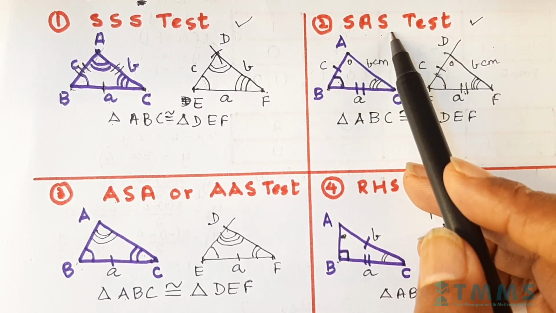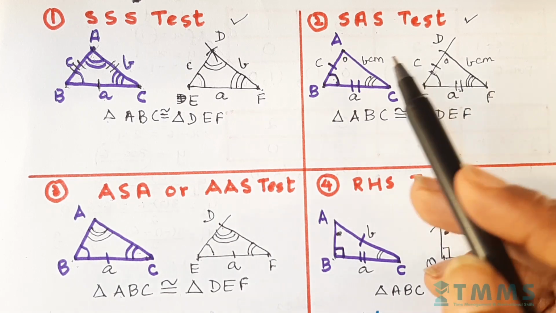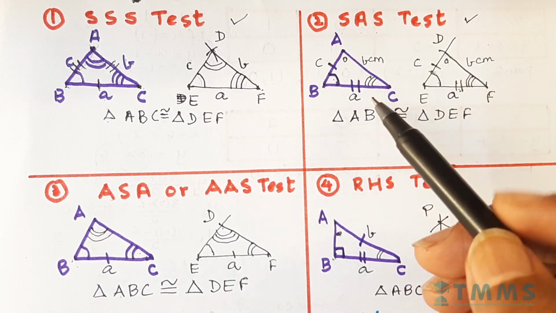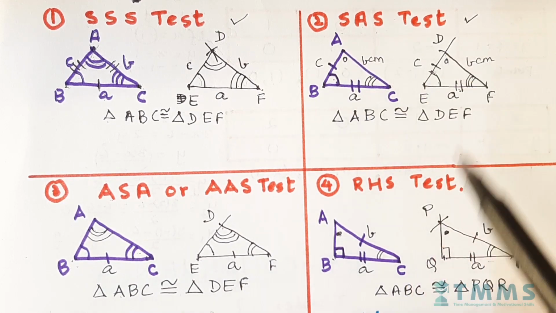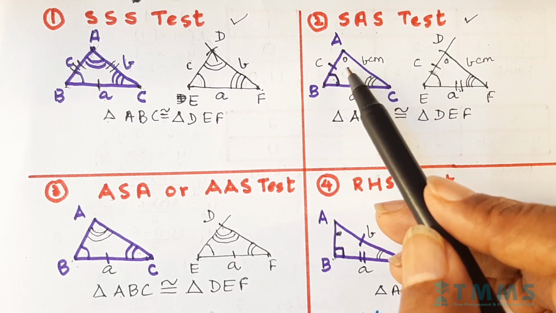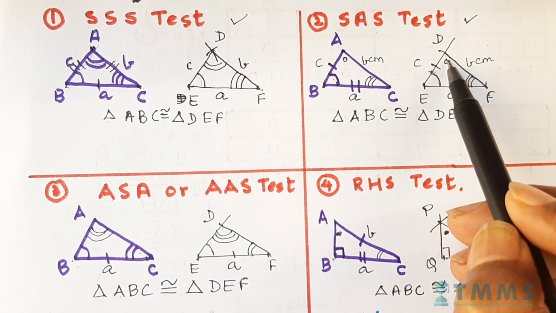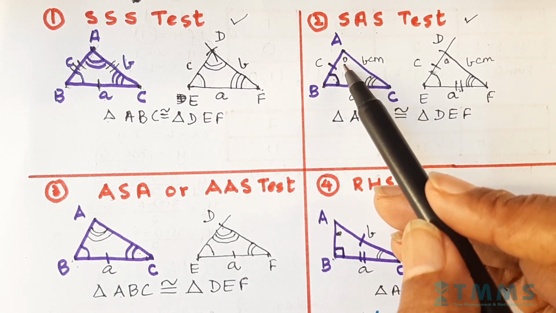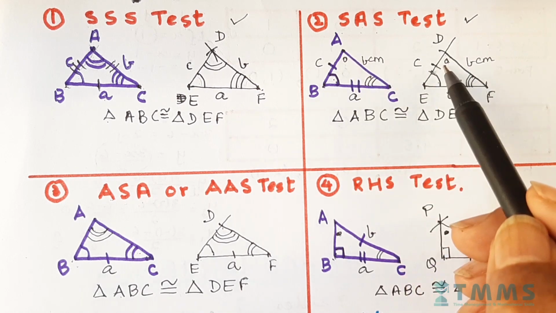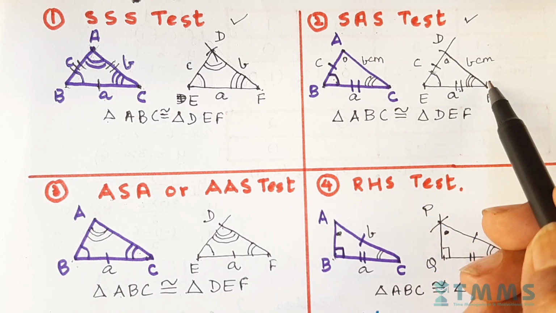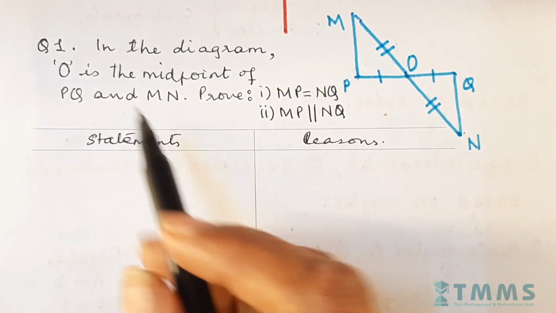Same thing for this. If I say SAS test, I have used AB, angle B and BC equal to DE, angle E and EF. So once I prove that the two triangles are congruent, automatically I'll say that therefore AC is equal to DF, because corresponding sides of congruent triangles are congruent. I can also say that angle A is equal to angle D. Why? Because they are the corresponding angles of congruent triangles. Now here you can call the sides and the angles as the corresponding parts. So we can now say, instead of corresponding sides and corresponding angles, we will say corresponding parts of congruent triangles are congruent.